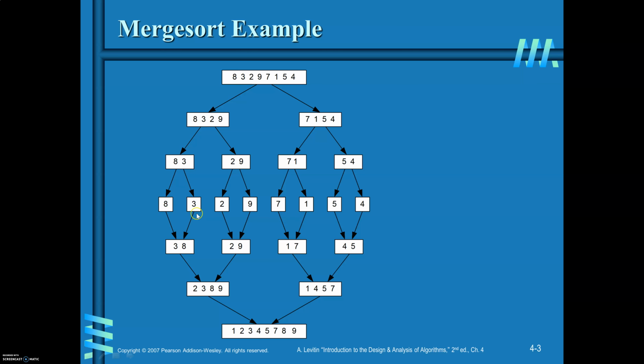For this, compare 3 and 8 here. So 3 is smaller, copy 3 first, then 8. Like this, you will get smaller sorted subarrays. Now, I'll explain how these two subarrays are merged. That merge algorithm is explained. I'll explain this merge algorithm for these two subarrays.